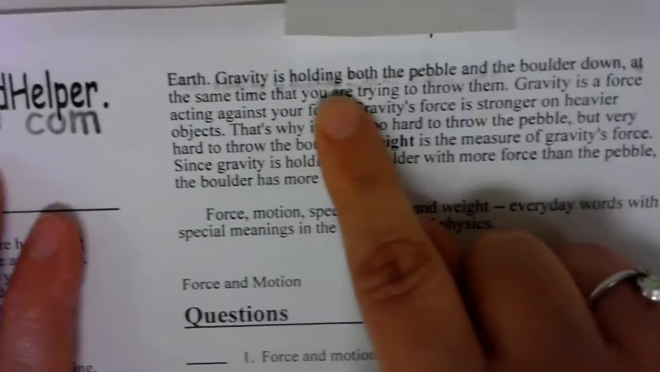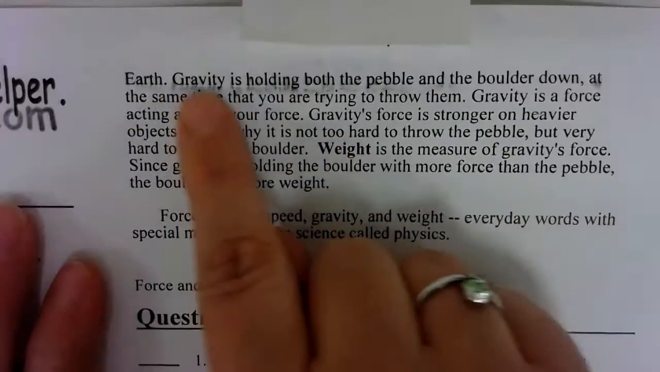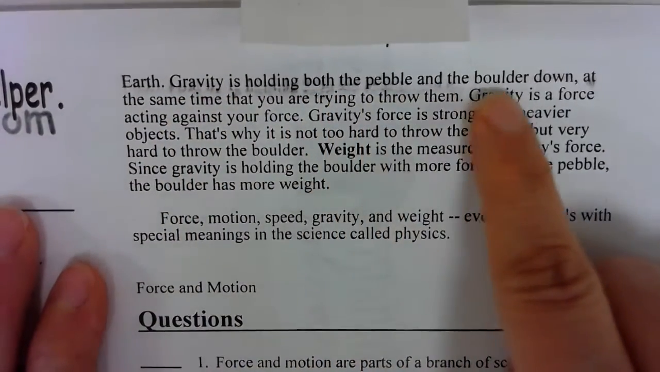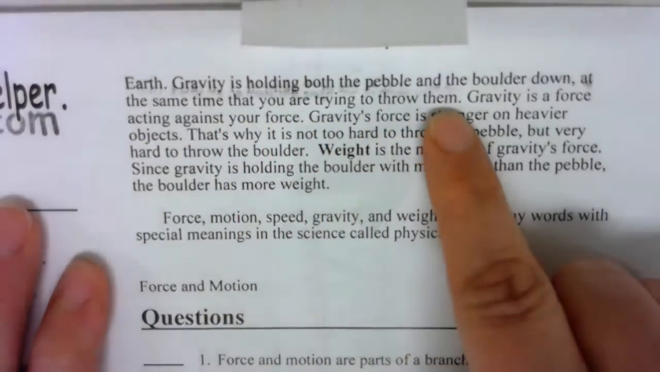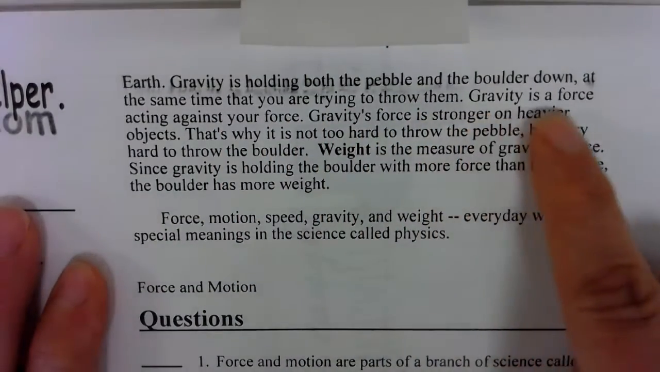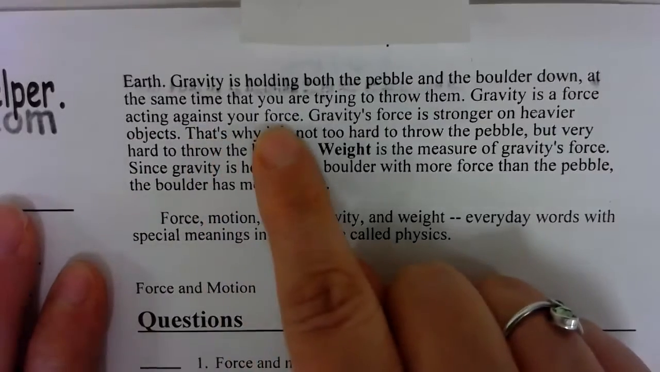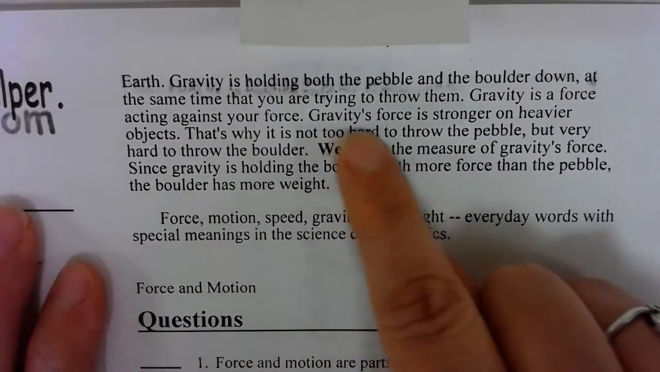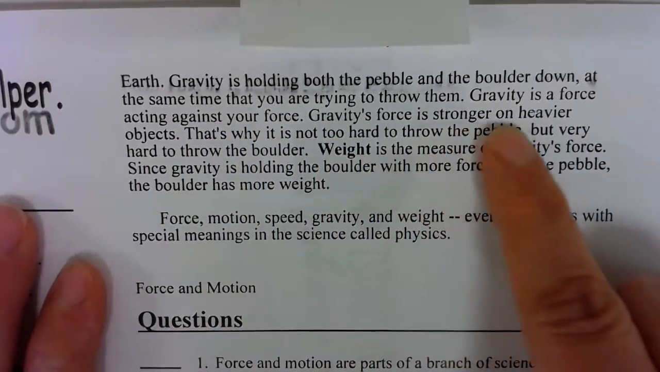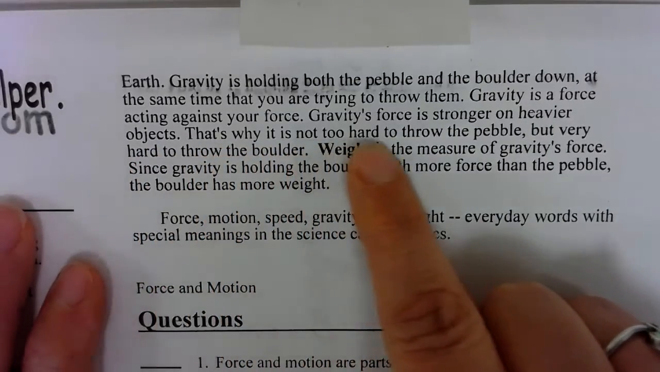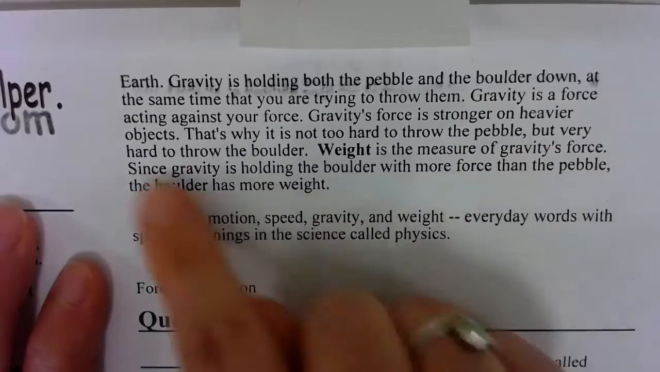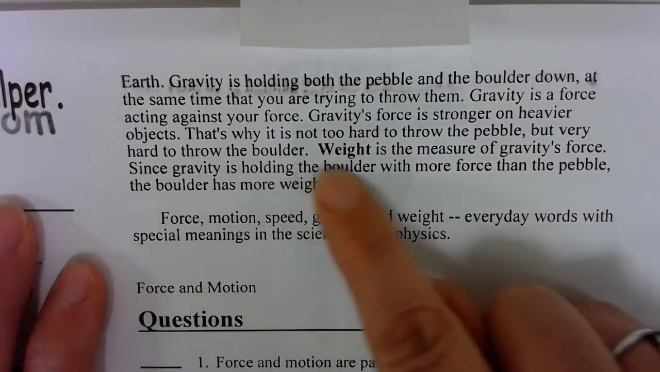Gravity is holding both the pebble and the boulder down at the same time that you are trying to throw them. Gravity is a force acting against your force. Gravity's force is stronger on heavier objects. That's why it is not too hard to throw the pebble, but very hard to throw the boulder.